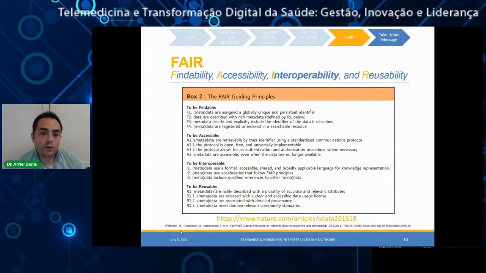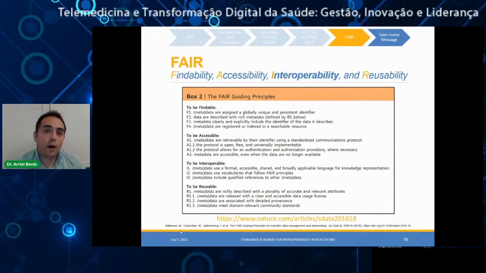And the main points of FAIR are that we need to develop healthcare systems allowing us to have data which are findable, which are described and defined in the right way. Data which are accessible, so we can search and retrieve the data easily. The most important point from this presentation's perspective is interoperability. We need to use a formal, accessible, shared, and broadly applicable language for knowledge representation.